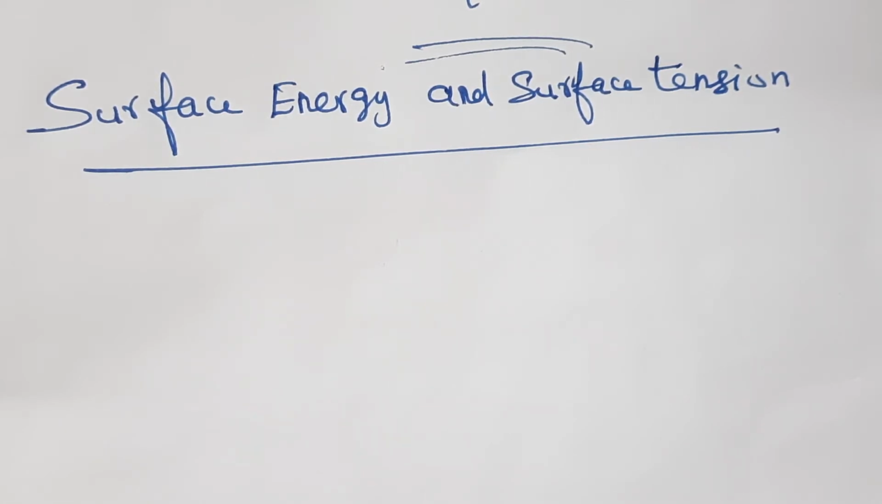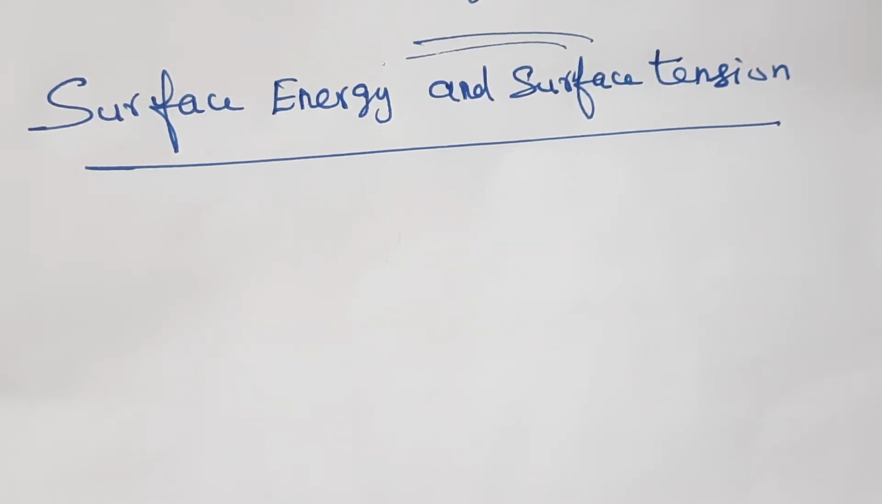The excess energy per unit area of the free surface of the liquid is called surface energy. In other words, the work done in increasing the surface area, per unit area of the liquid, against the surface tension force is called the surface energy of the liquid.